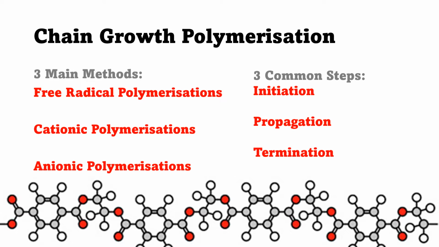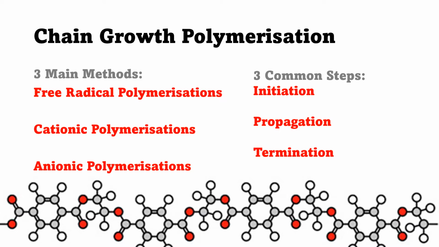Anionic polymerization is where the initiator is an anion, which is an ion with a negative charge. The process does not undergo termination, so will continue until all the monomer is consumed. This means it is known as living. However, impurities such as water will react and stop polymerization.